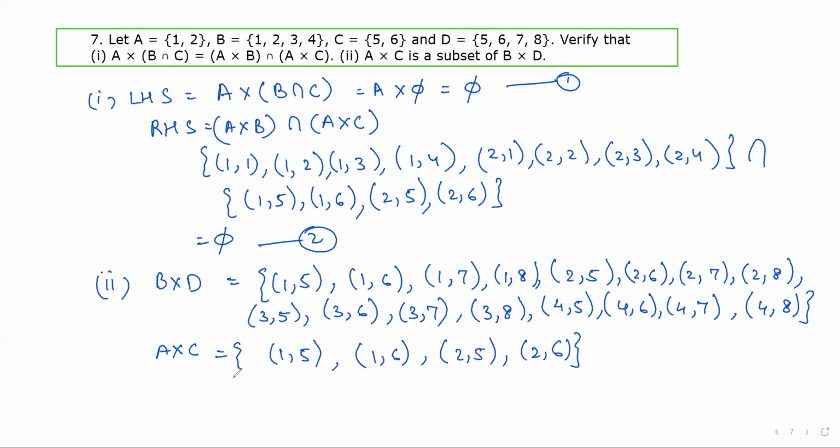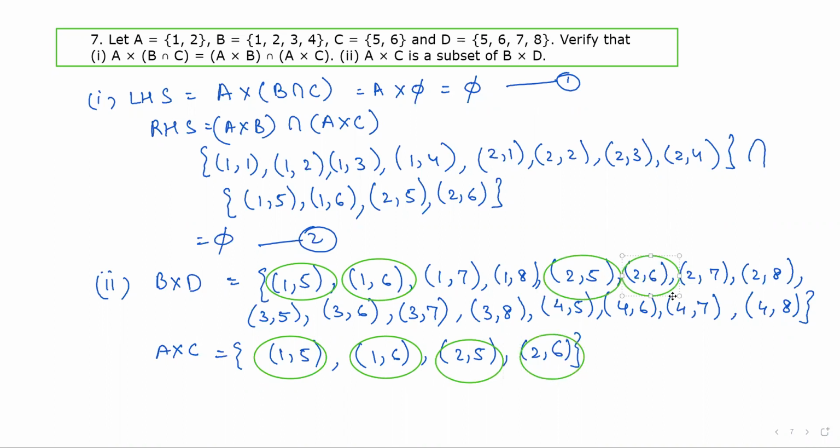It says over here, this A cross C is a subset of B cross D. This is only possible if all the elements of A cross C are present in B cross D. Let's check. (1, 5) is present in B cross D. (1, 6), (2, 5), (2, 6) are also present. So all the elements of A cross C are present in B cross D, which means that A cross C is a subset of B cross D.